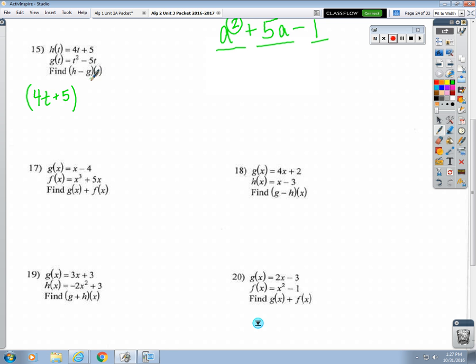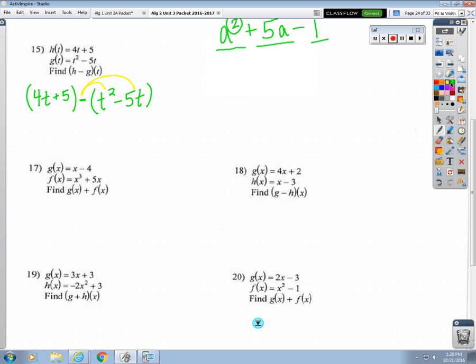And then the g function, which is t squared minus 5t. And this time they want me to subtract them. Anytime you subtract polynomials, what do you have to deal with first? Right, the sign. This negative sign distributes to everything that comes after it inside the parentheses. If there were something on the outside over here, it would not distribute to that. Just what's in the parentheses.